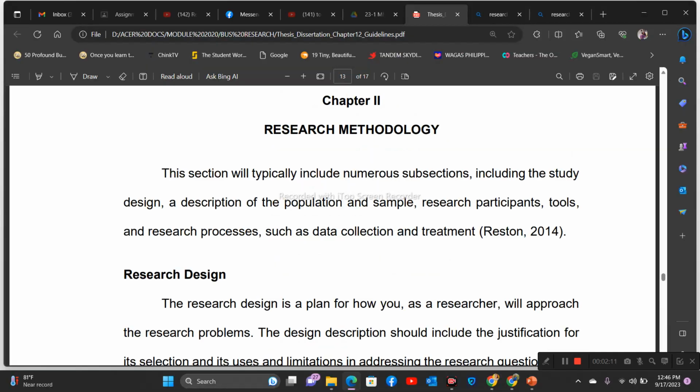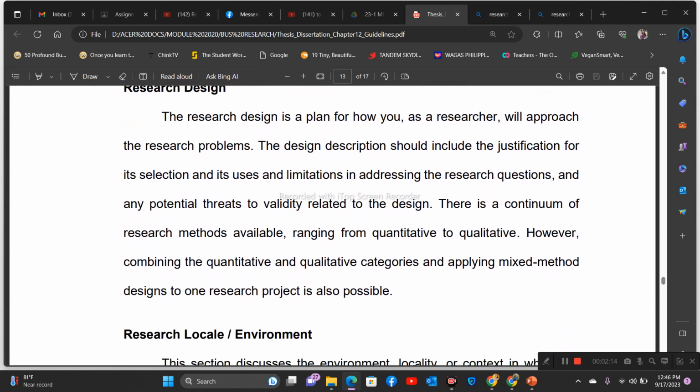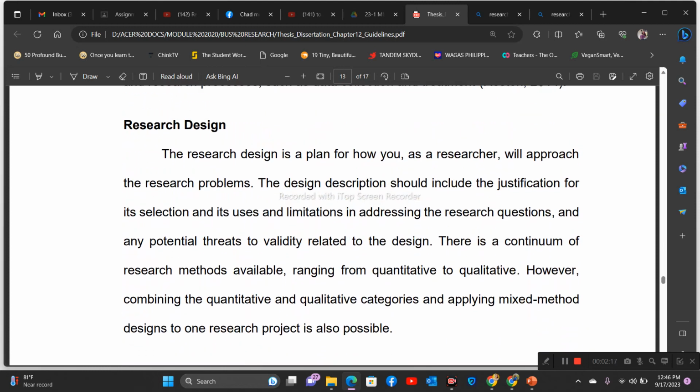Okay, so for Chapter 2, first we have the research design. What is research design? Research design can be quantitative, qualitative, or a mix of the two, which we call mixed method design. As a researcher, how will you approach the research problems? In this part, you have to justify why you used quantitative, why you used qualitative, or why you used mixed method design. You have to justify it in this research design portion.